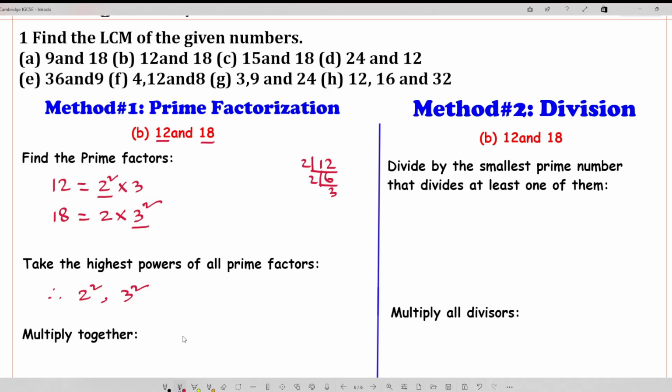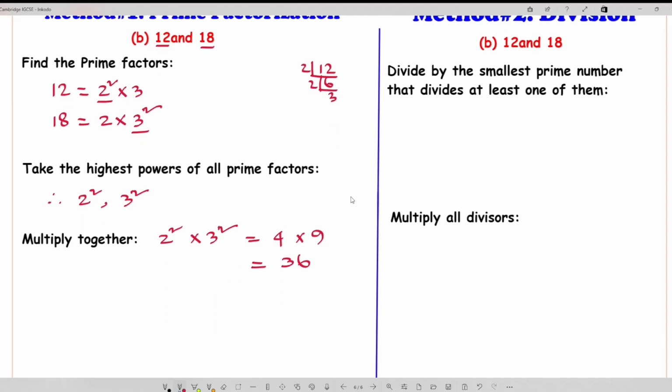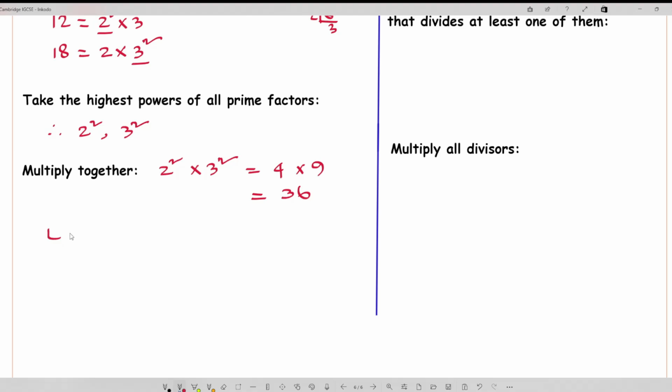Now multiply together. So 2 square times 3 square. What will be the result? 2 square means 4, times 3 square means what? 9, and the result is 36. So we can say LCM of 12 and 18 equals 36.